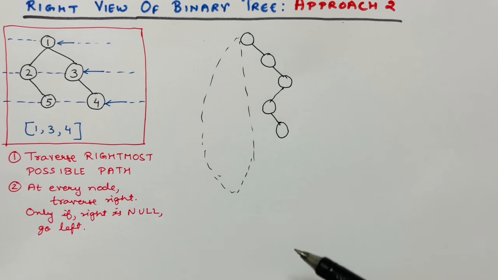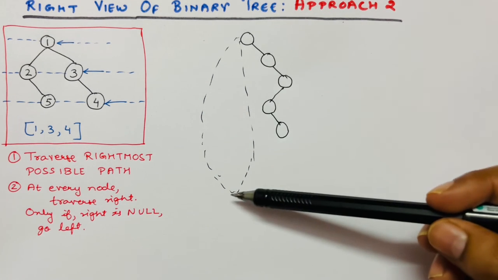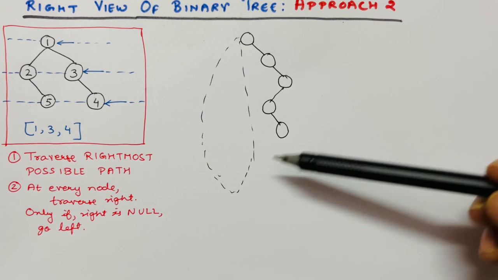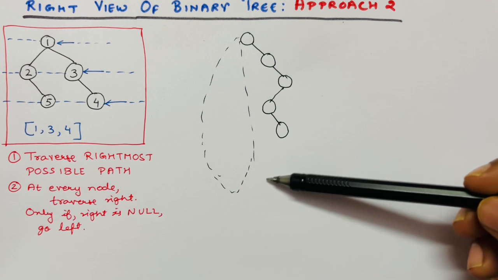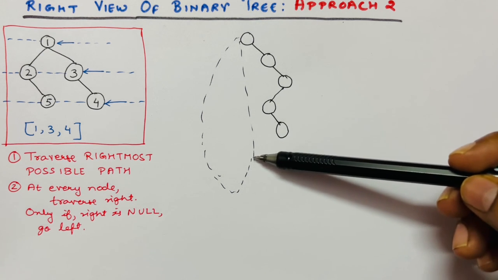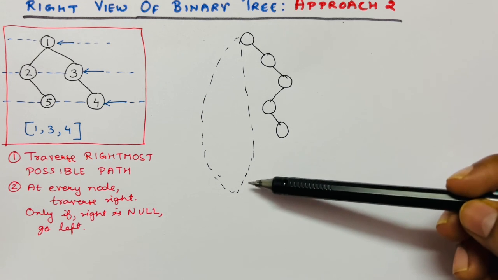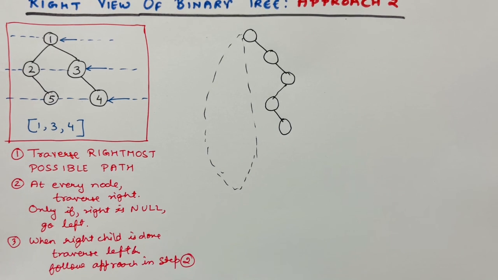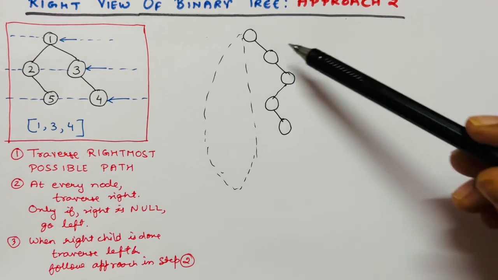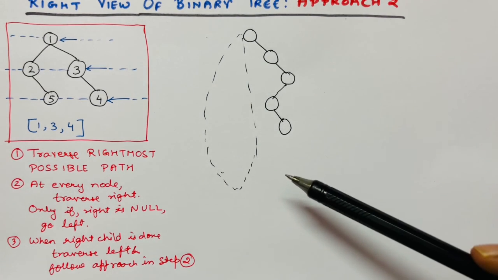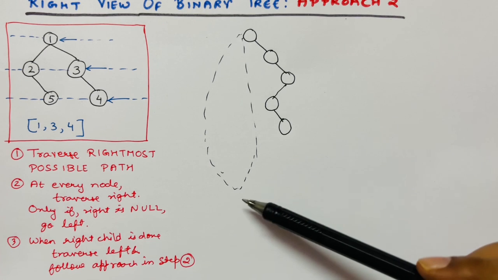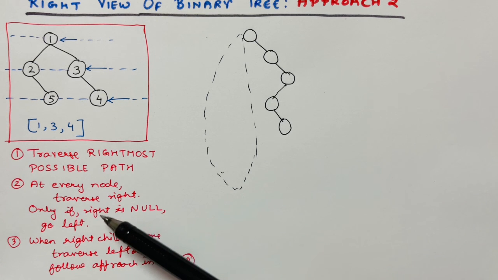It is possible that the left subtree is actually deeper than the right subtree. Then there will be new levels on which there are rightmost elements which we have not yet discovered. Therefore, whenever the right child is done, we will have to traverse the left subtree as well. And in the left subtree as well, we will be following this philosophy only.